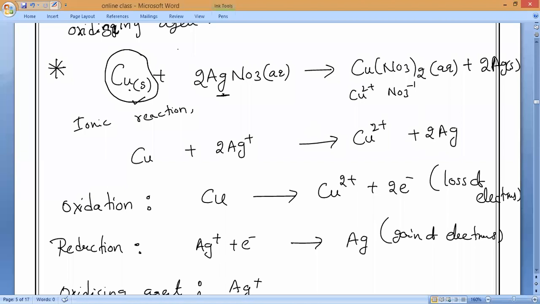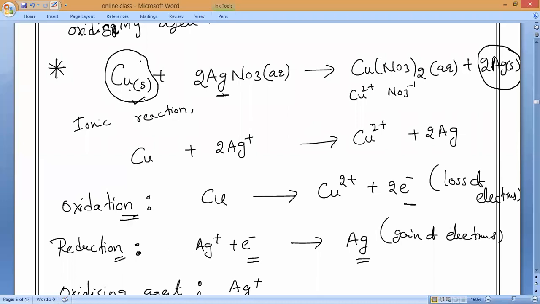You understand? See, copper is getting oxidized by losing electrons so that it turns into copper 2 plus. That is why I can say this is oxidation. Next, the silver ion is going to receive the electron and turns into an atom, or metal. That is why it is called reduction.